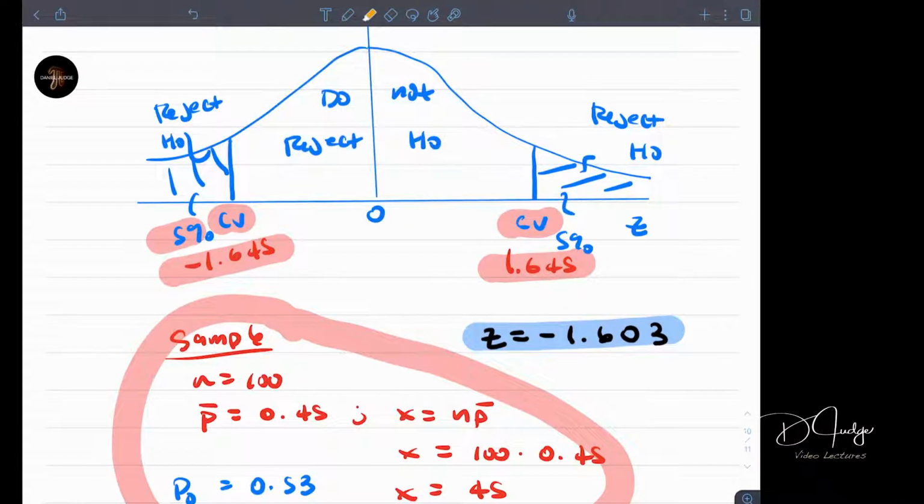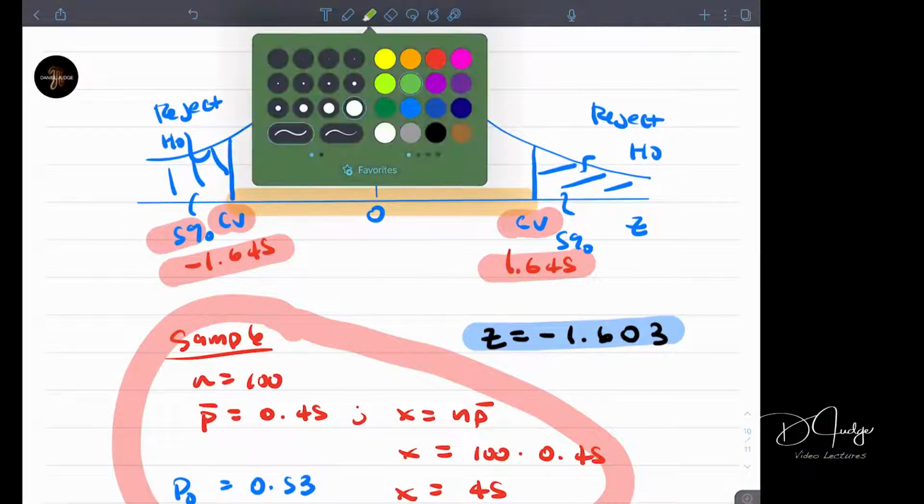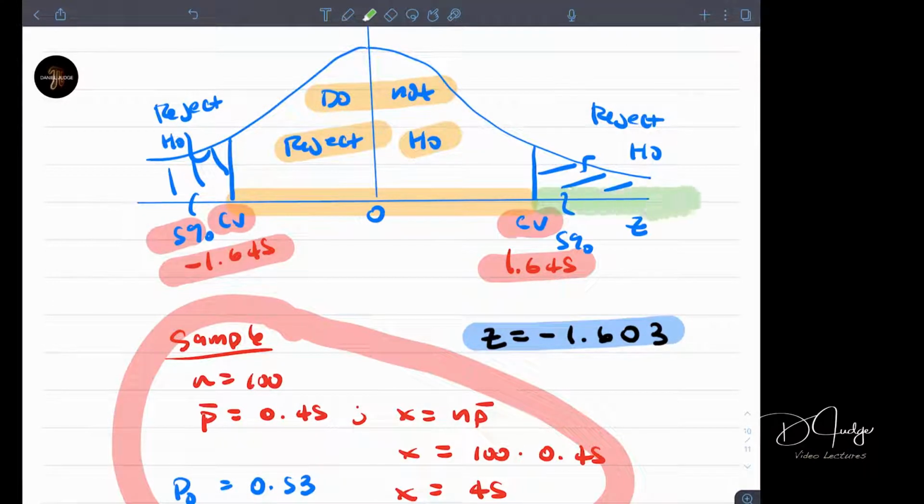Now remember how this works. Any test statistic between a negative 1.645 and a positive 1.645, we do not reject the null. Any value that's bigger than the critical value of 1.645, you reject the null. Any test statistic that's smaller than the negative 1.645 critical value, you reject the null. So you notice that negative 1.603 is a little bit to the left over here. This is why you use the same place values, okay?